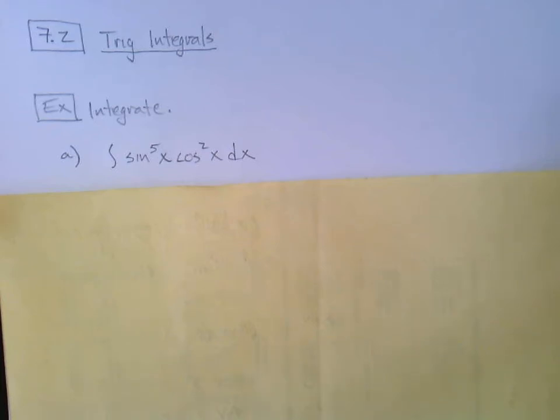Okay, trig integrals. We're just going to dive straight into our first example here, which asks us to integrate, obviously. Part A is the integral of sine to the fifth x times cosine squared x dx. It turns out the integrals we're going to see are going to take this sort of basic shape that you see there. Here we have a power of sine times a power of cosine.